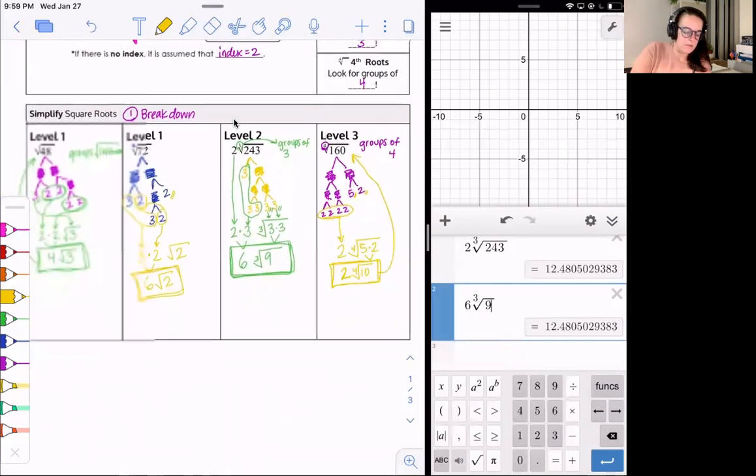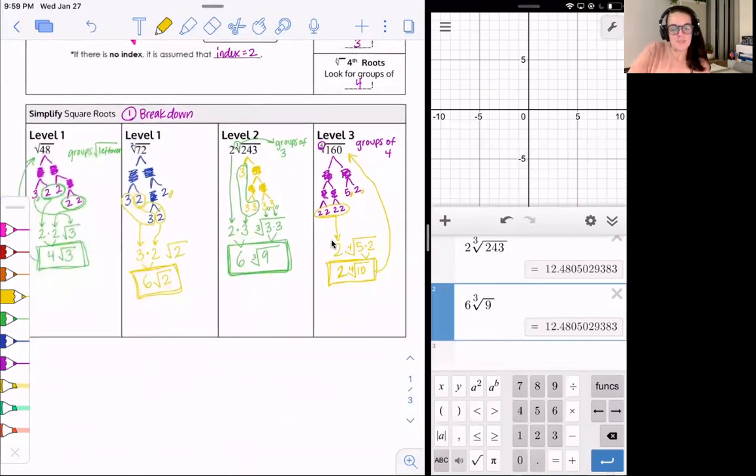So those are our 4 examples. Feel free to ask any questions that you have. Don't forget your steps. Oh, we didn't finish them. We're going to break it down and we're going to look for groups. Break it down, look for groups, move the groups outside, keep the rest of them inside. Right? Don't forget groups on the outside, leftovers on the inside.